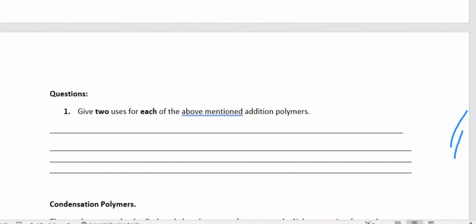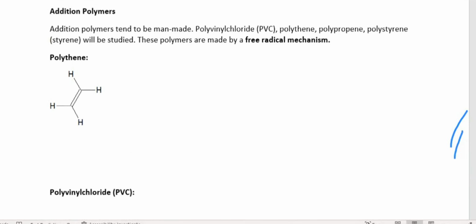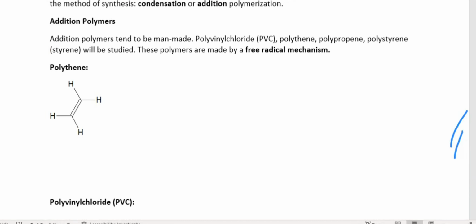So here we go. Give 2 uses for each of the above mentioned polymers. So what are the uses of these things now? Polythene. Polythene is used in plastic bags. I don't know if you know those clear plastic bags, right? The ones that they sell seasoning in at shops. That is a polythene bag. If you look at the label, it says poly bags because it's polyethylene. So it's used to make plastics, really.